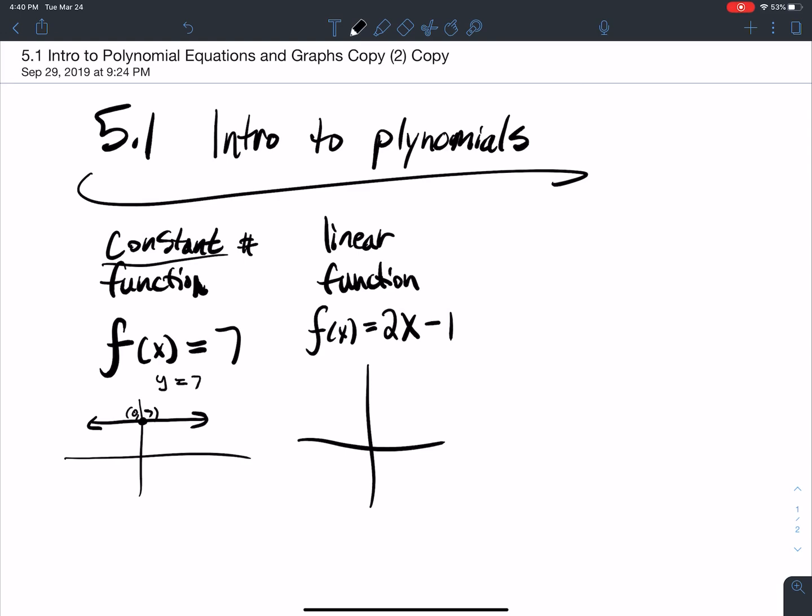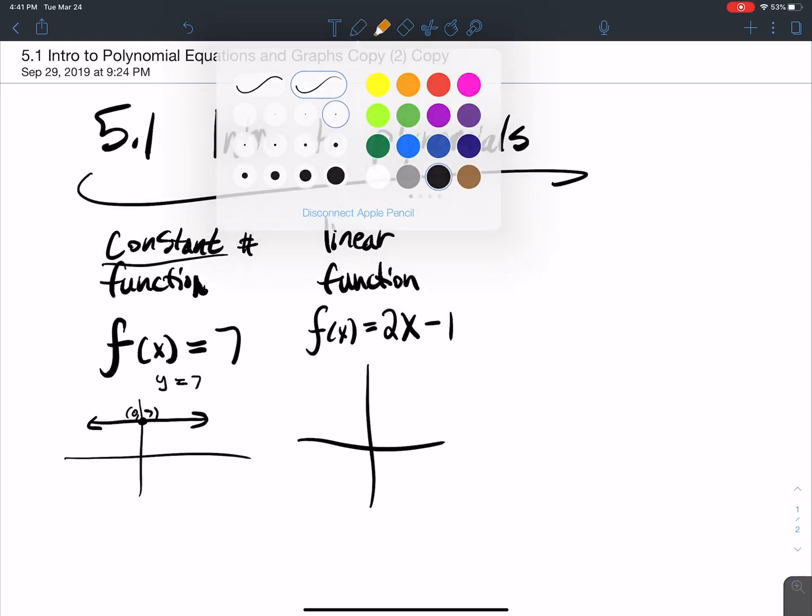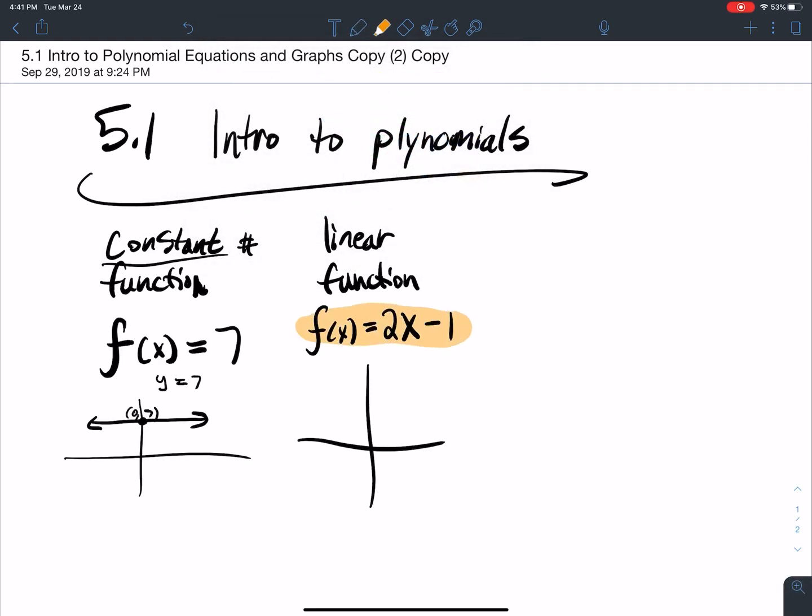So how do I graph this? How do I graph this function right here? First thing I do is I look at the intercept, -1. So I go down to -1, okay? So 0, -1. And then I look at my slope. So this is of the form f of x equals mx plus b, where m is my slope. The number in front of the x is the slope.